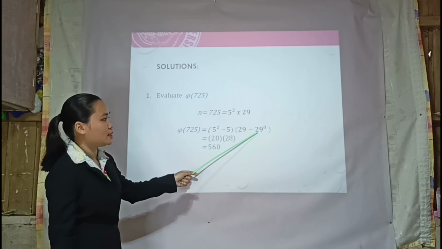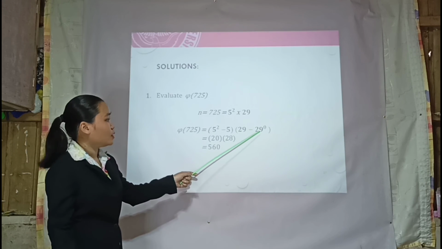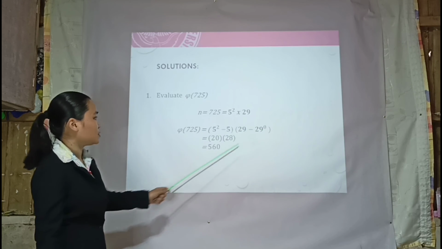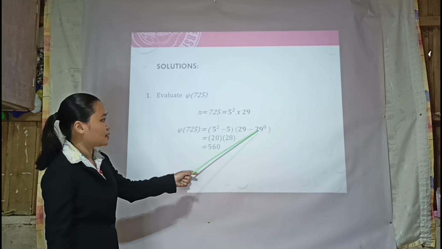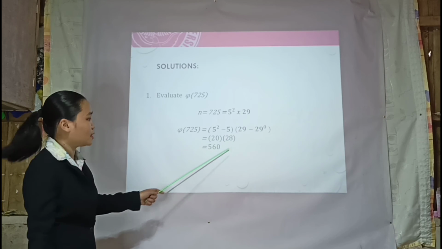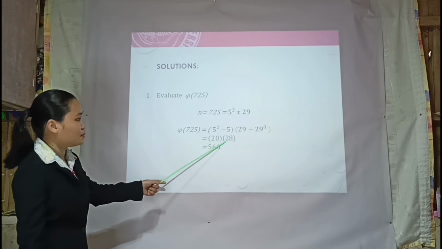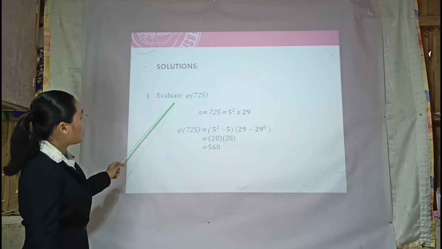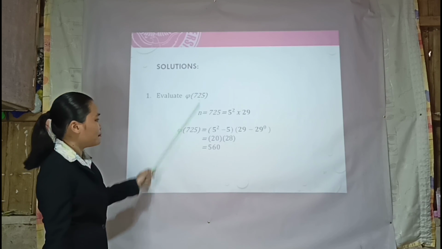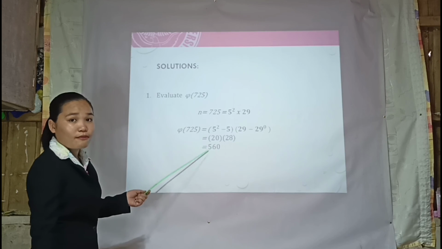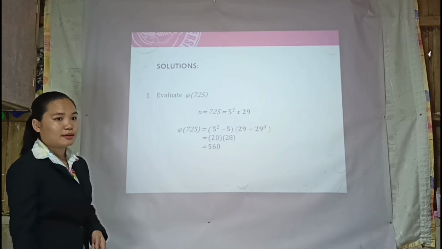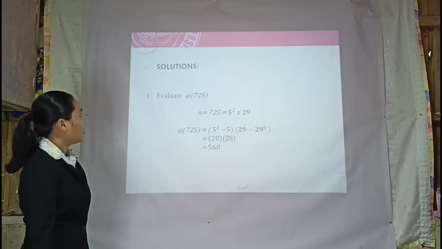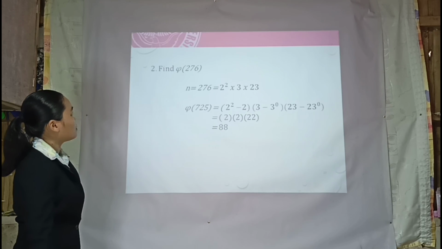So, the answer is 1, since if the exponent is 0, the number will be equal to 1. So, 29 minus 1 is 28. So, we have 20 times 28. The answer is 560. So, phi of 725 is equal to 560. Okay, who got correct? Very good. Let's proceed to number 2.